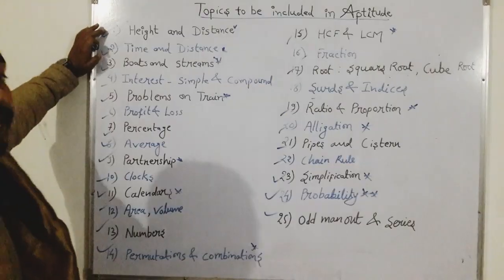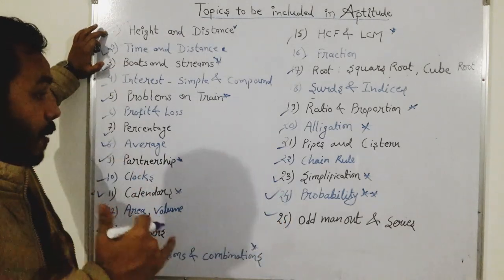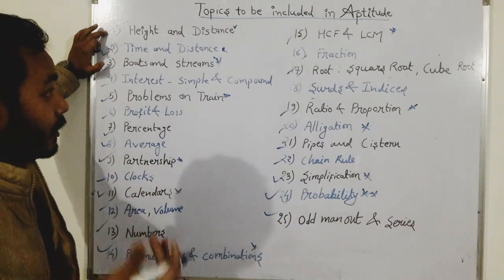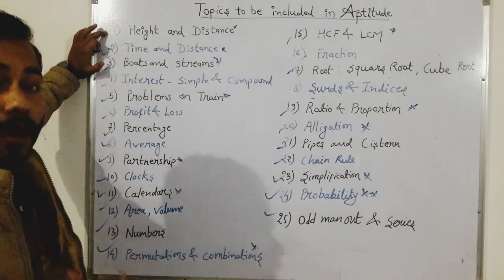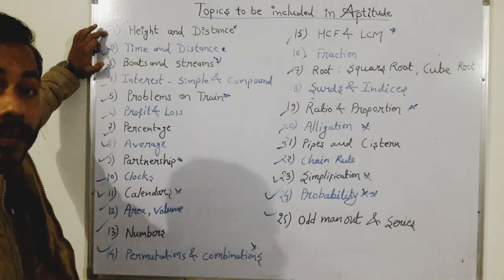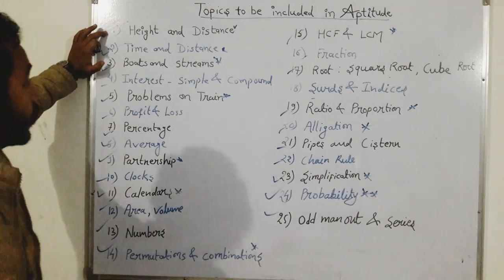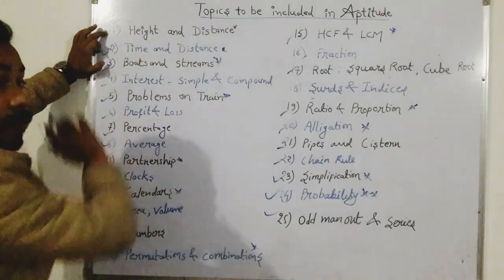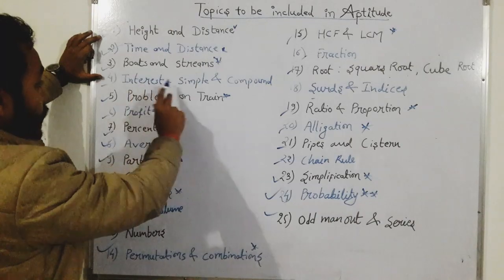First one is height and distance. Do remember that I am bringing these topics keeping in mind those topics which frequently appear in different competitive examinations, like your civil service examinations, like GATE, like NET, or banking type of examinations also. So height and distance is your first topic. Second, time and distance. Then third, boats and stream. Fourth, interest, meaning simple and compound interest calculations.